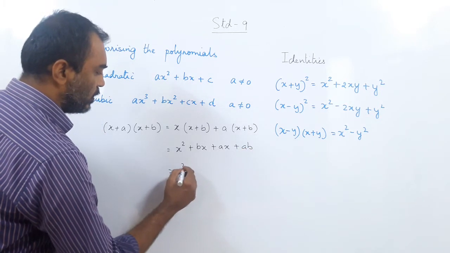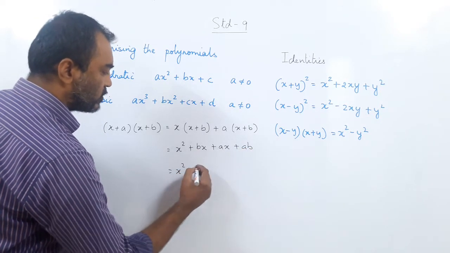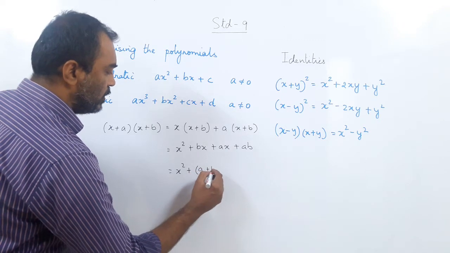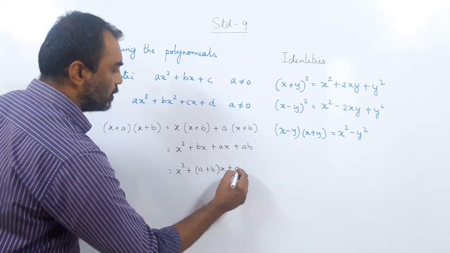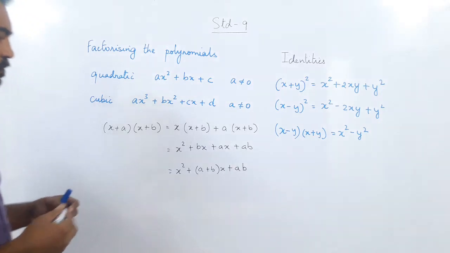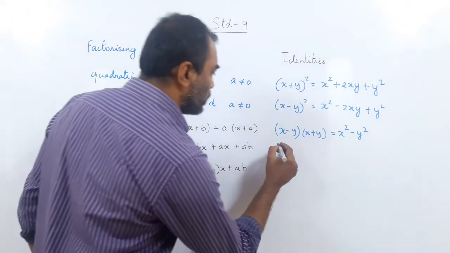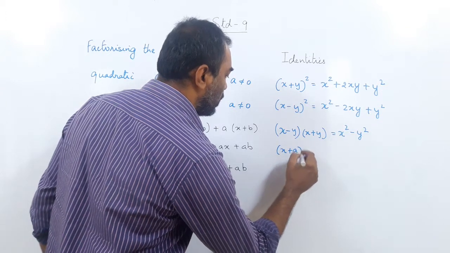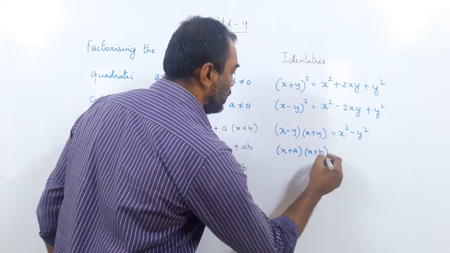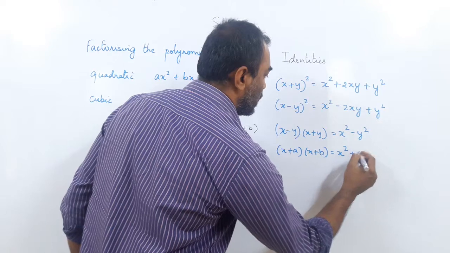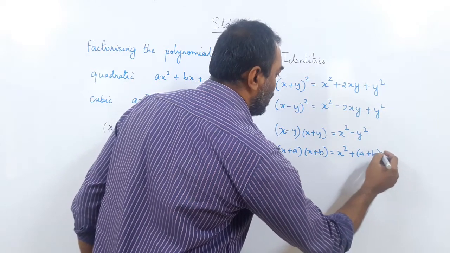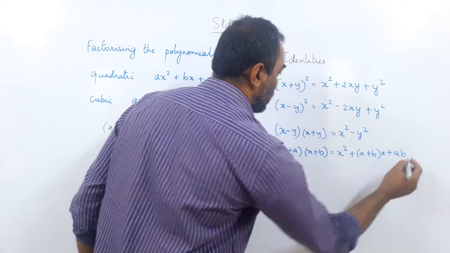So we get x square. Here we can take the x common. So (a plus b) into x plus ab. So again you see this multiplication. What have we got? (x plus a) into (x plus b) equals x square plus (a plus b)x plus ab.